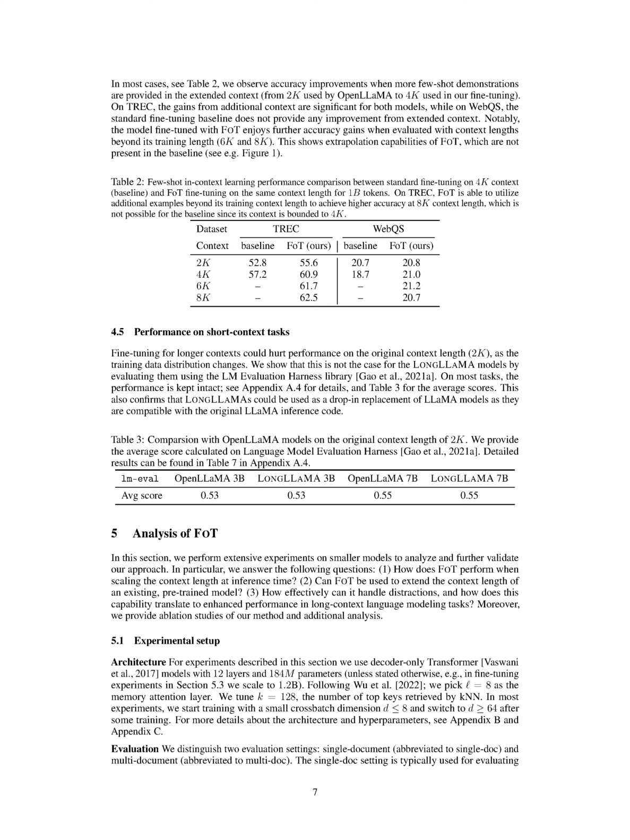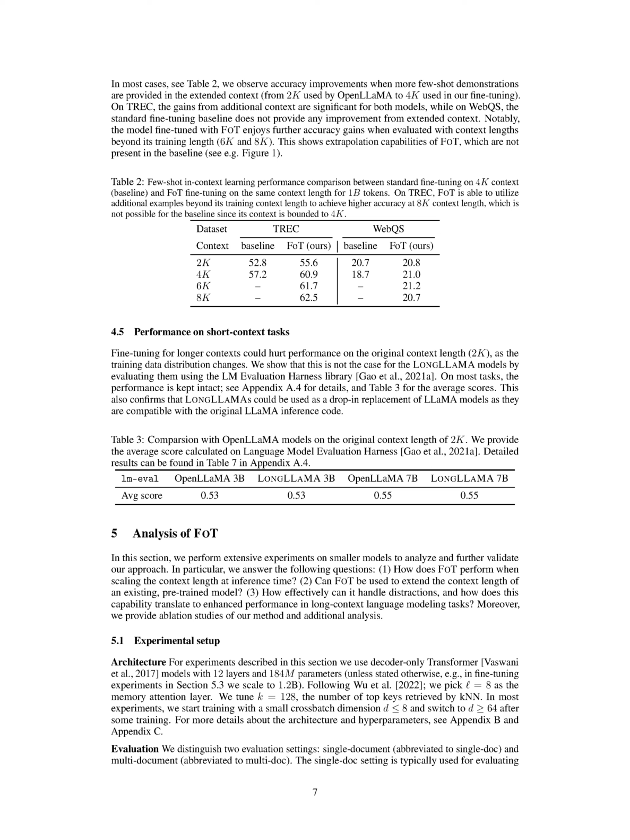We've conducted a series of experiments on smaller models to further validate our approach. We're specifically looking to answer three questions. 1. How does FOT perform when we increase the context length at the time of inference? 2. Can we use FOT to extend the context length of a pre-existing, pre-trained model? 3. How well can it handle distractions, and how does this ability improve performance in tasks involving long context language modeling? We'll also provide an ablation study of our method and additional analysis.